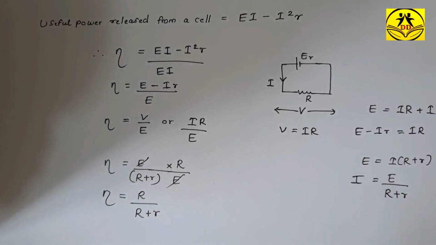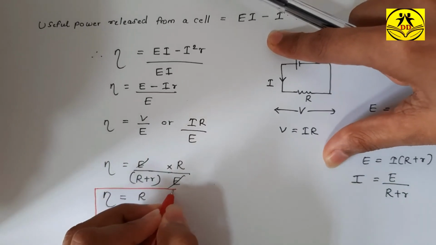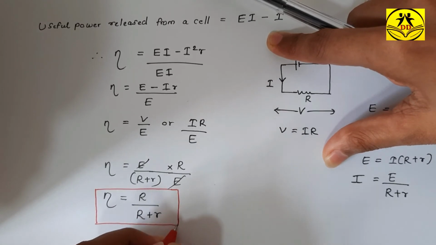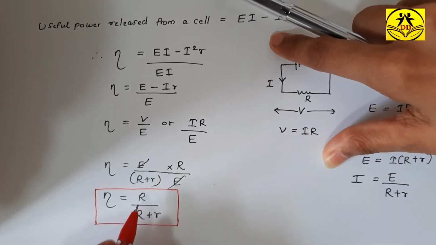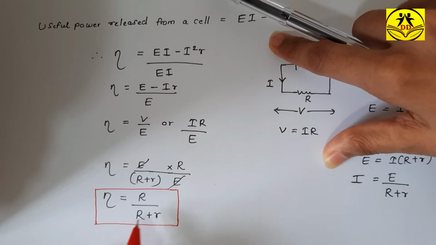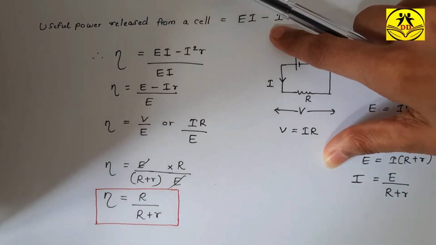Now this is an important relationship. You should remember, eta, the efficiency of a cell of a simple circuit, is equal to the value of the external resistor divided by the value of the external resistor plus the internal resistor. You should remember this relationship. In this part, you should know about two graphs, that is the variation of the power with the external resistance of a simple circuit and the variation of efficiency of the cell with the external resistance.